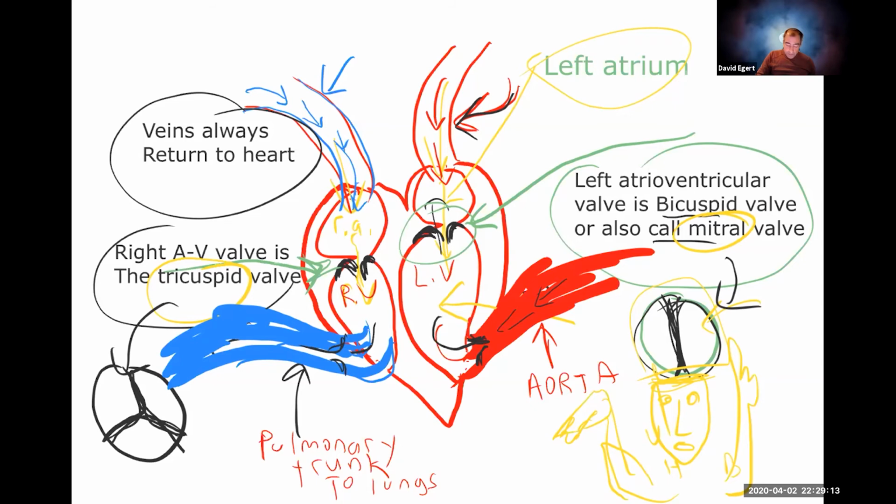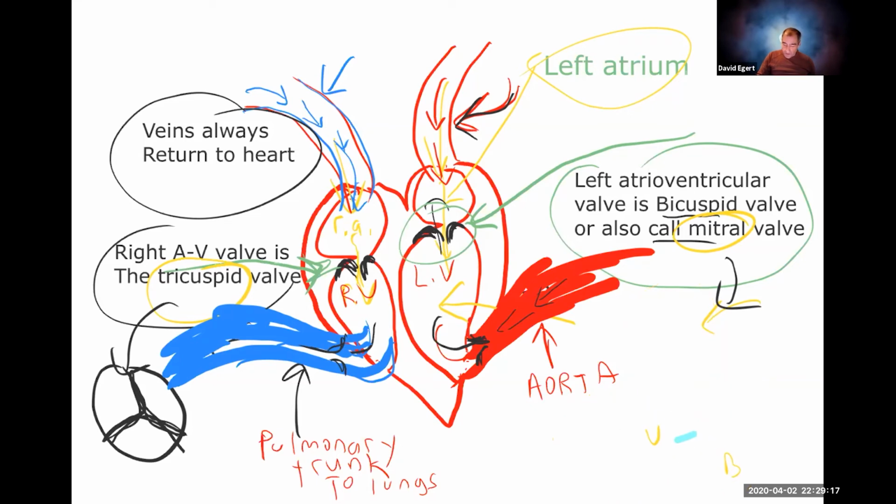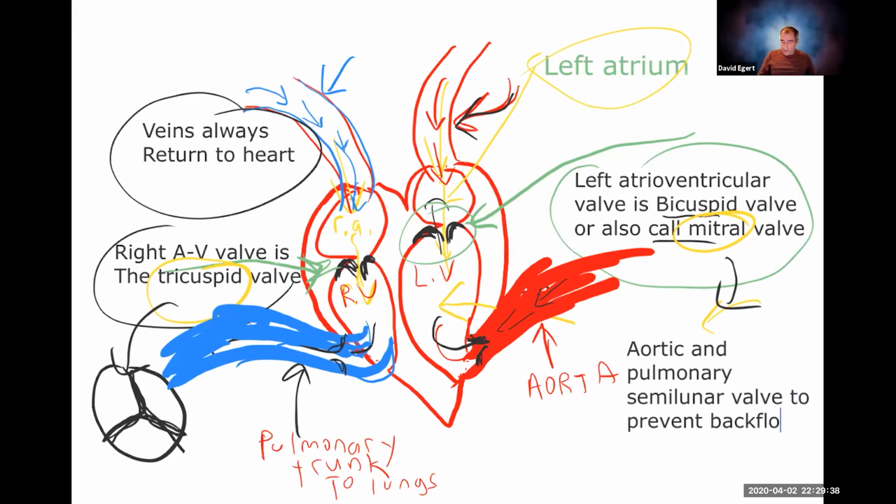So let me erase the Pope here. And we've got aortic and pulmonary semilunar valves to prevent backflow back into ventricles.